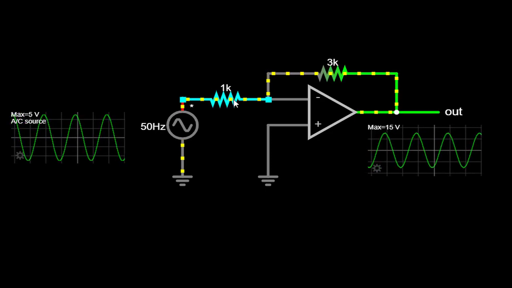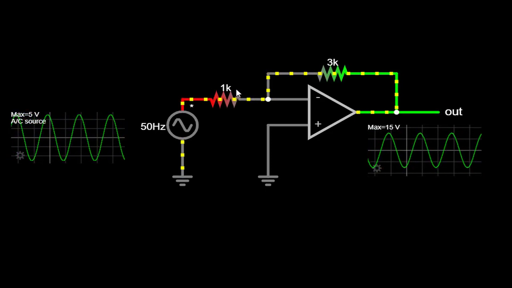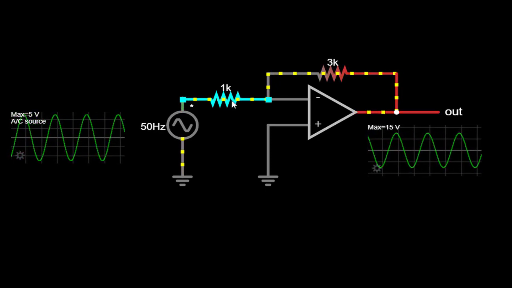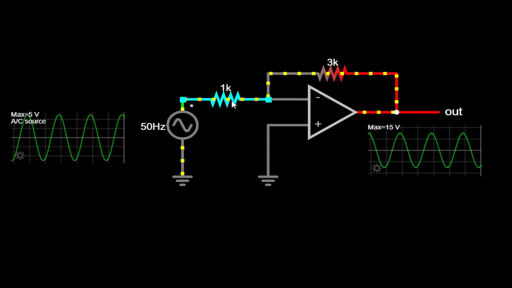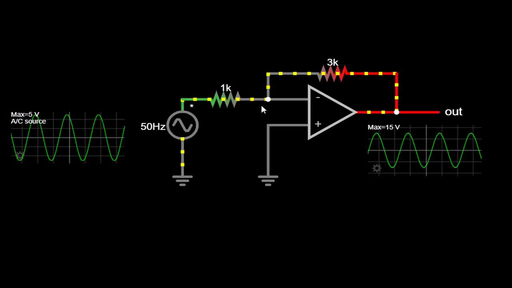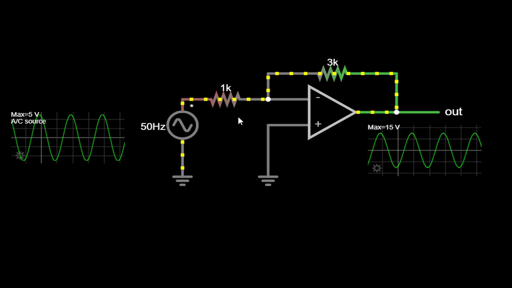Number 3. Input resistor, which is represented by R1. To complete the circuit, we connect an input resistor R1 between the inverting input and the ground reference. Here is how the inverting amplifier circuit operates.